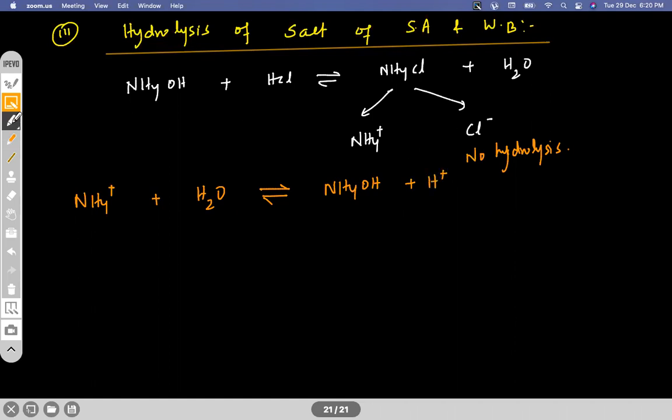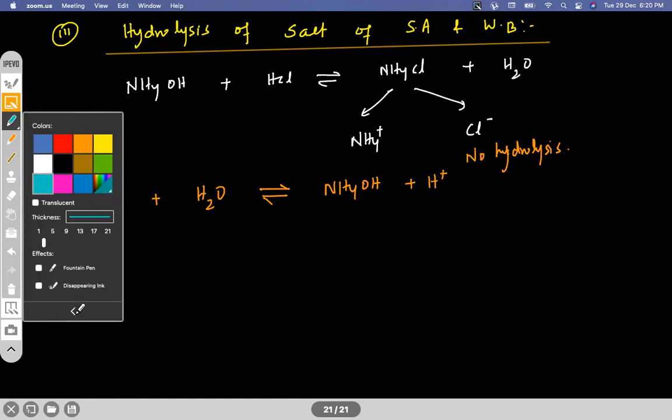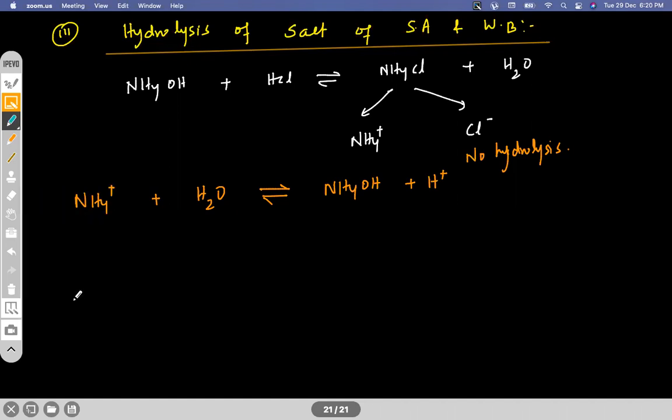Now, two, three things logically you can understand here, the ones that we just discussed in the previous case. First of all, since this is a strong acid we have, hence the solution would be acidic. It dominates the weak base. Second point, we are getting H plus here. H plus releases into the solution. This makes the solution acidic, so it's quite good.